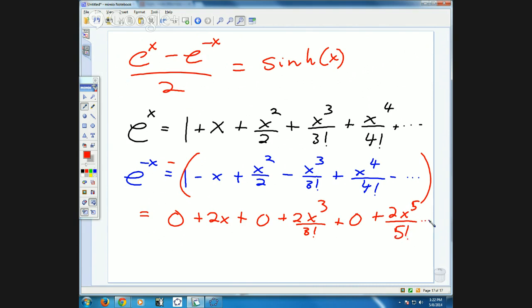Okay, so we wrote this down. We wrote that down. We did the subtraction. What's next? Divide by 2. Okay. So then we divide by 2. And that implies we get x plus x cubed over 3 factorial plus x to the 5th over 5 factorial plus, that looks kind of familiar. Holy jinkies, Batman. What does that look like?